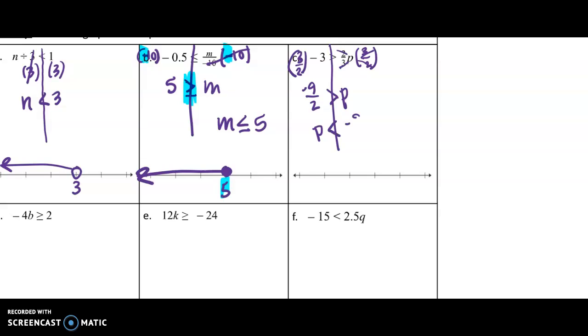And then now we have negative 9/2, which is the same thing as negative 4 1/2, because 2 goes into 9 4 times with 1 left over. So I have negative 4 1/2. Sorry, we'll put negative 4 and then we'll do negative 4 1/2 over here. And so we have an open circle and it's pointing to the left.